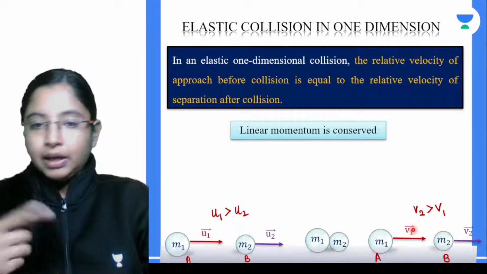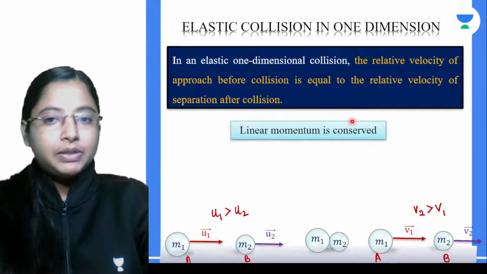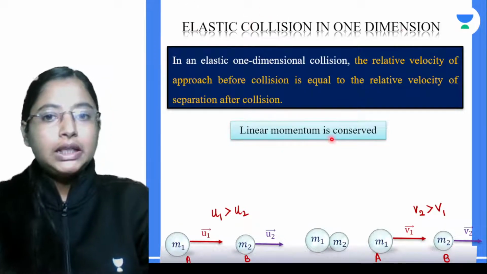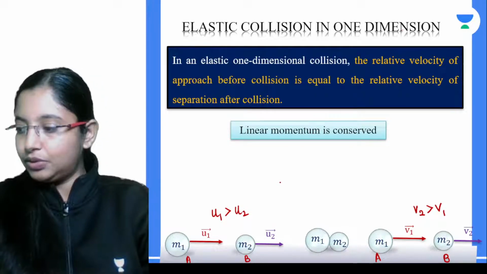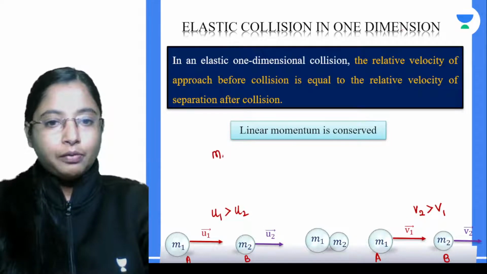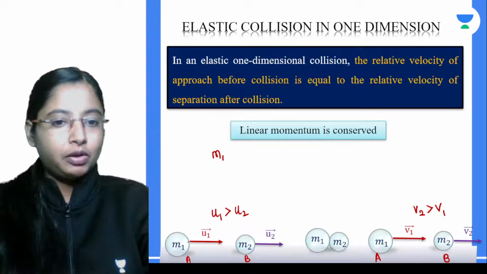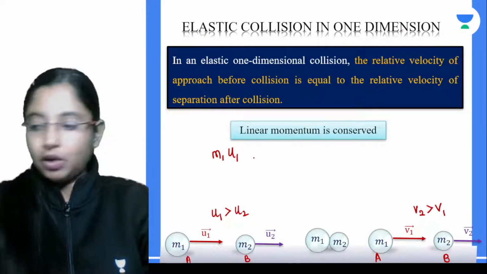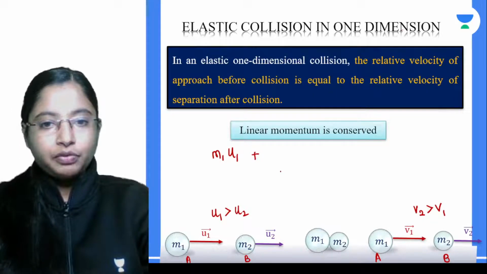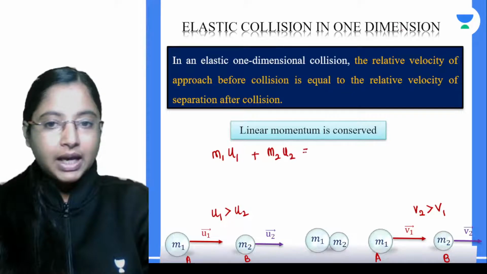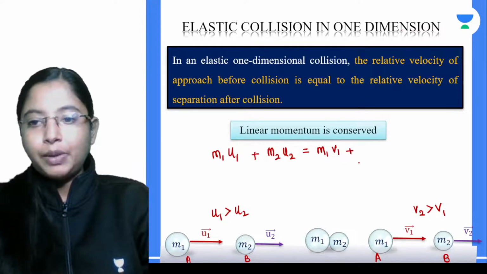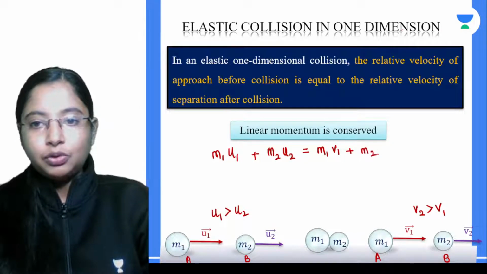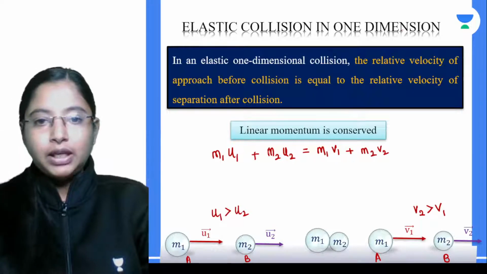Now, in any collision, linear momentum is conserved. So even in an elastic collision, linear momentum is conserved. Momentum is nothing but mass into velocity. The initial momentum of A, that is m1 u1, plus the initial momentum of B, that is m2 u2, must be equal to the final momentum of A, that is m1 v1, plus the final momentum of B, that is m2 v2. So we got one equation over here.